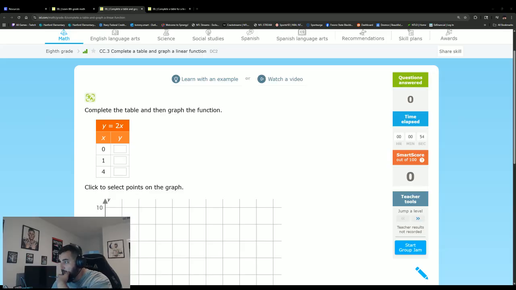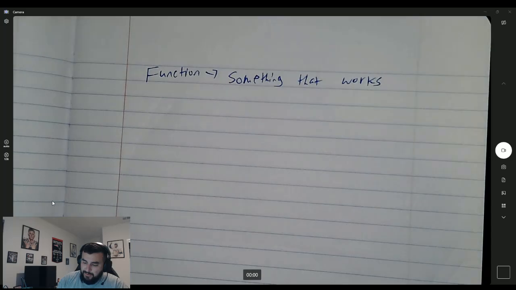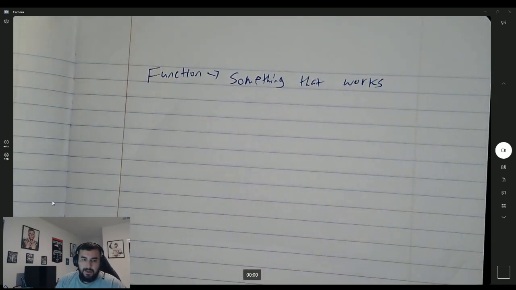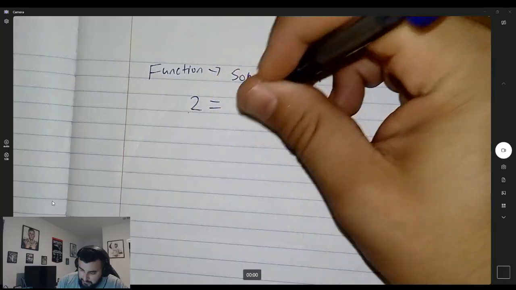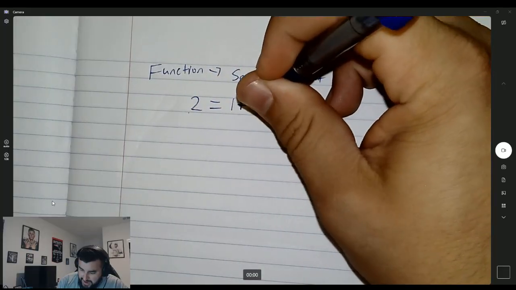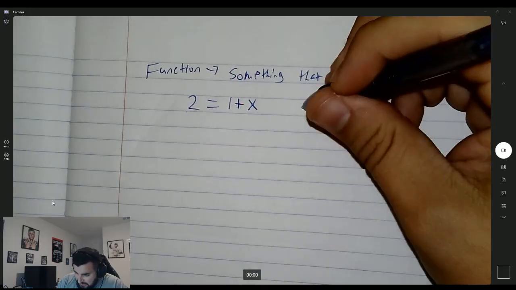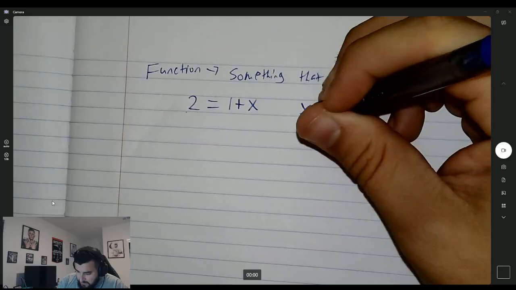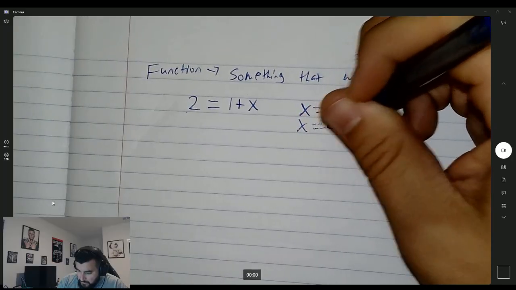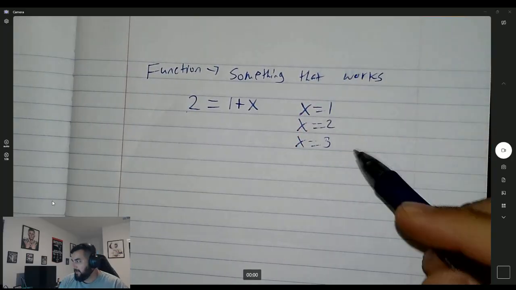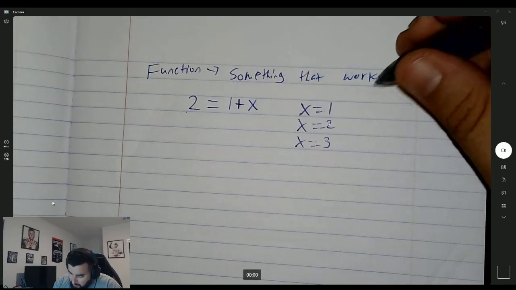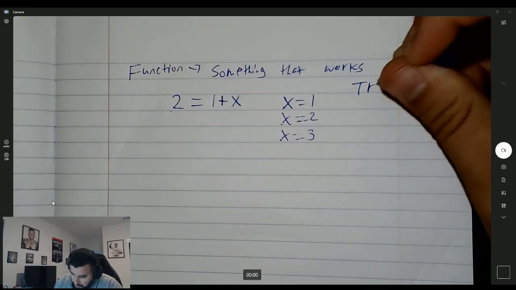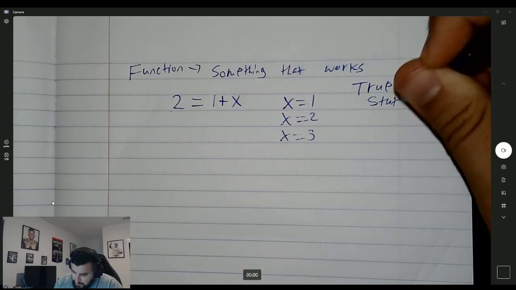Let me change that. Okay, back to my camera. There you go. The word function means something that works, right? For example, if I have 2 is equal to 1 plus x, we have to decide which one of these numbers makes this equation a function. So something that works, because all we're looking for are true statements.